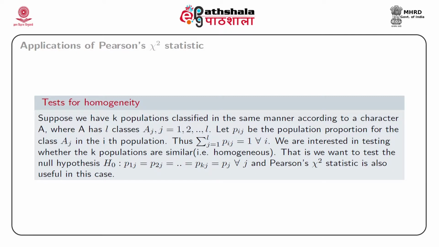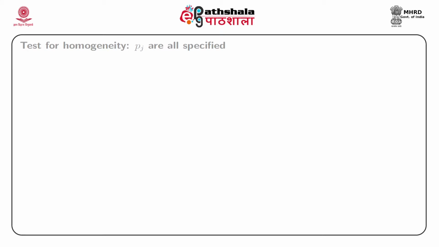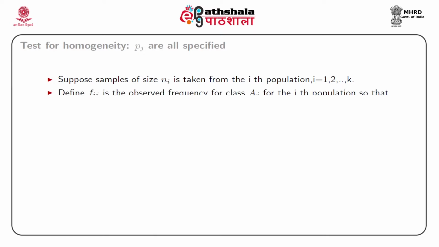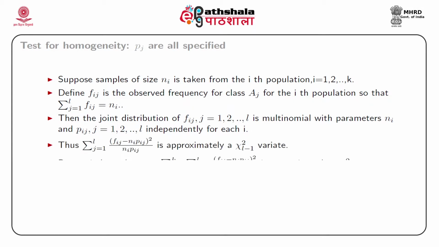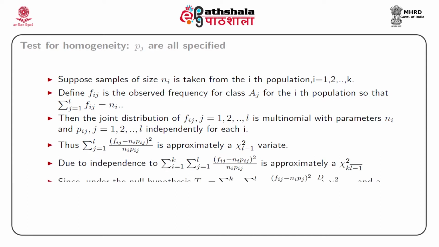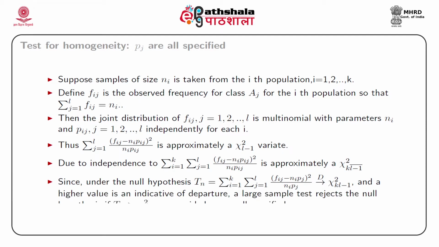Suppose the Pj are all specified, and samples of size ni are taken from the ith population. Define Fij as the observed frequency for the class Aj in the ith population, so that sum over j from 1 to L Fij equals ni. Then the joint distribution of Fij for fixed i is multinomial with parameters ni and Pij, j running from 1 to L, and these are independent for each i. Therefore, the quantity summation j from 1 to L (Fij minus ni Pij) whole square divided by ni Pij is approximately a chi-square variable with L minus 1 degrees of freedom. Due to independence, the sum over i from 1 to k of these variables is approximately a chi-square variable with degrees of freedom k multiplied by (L minus 1).